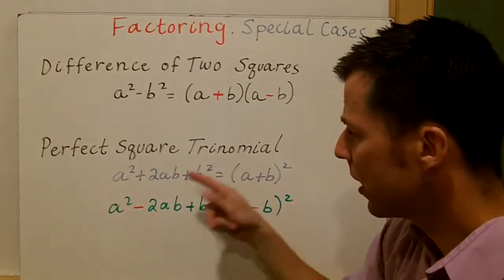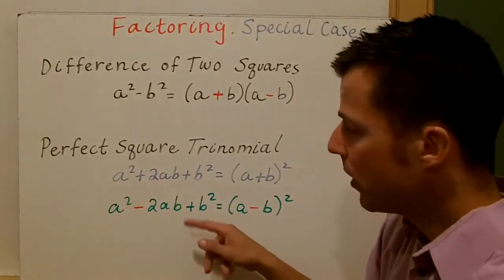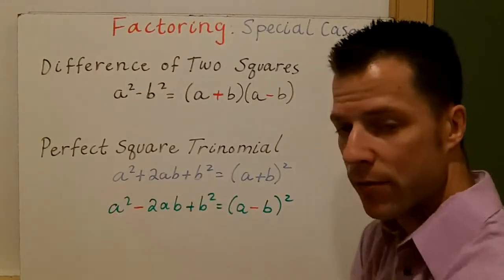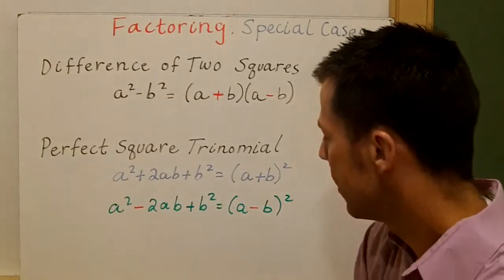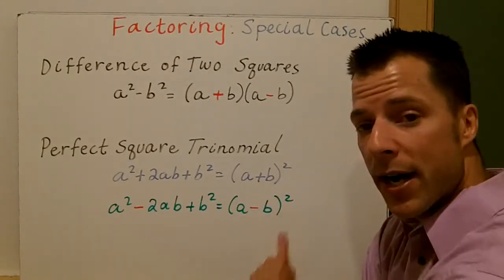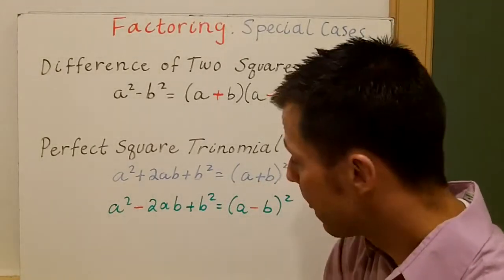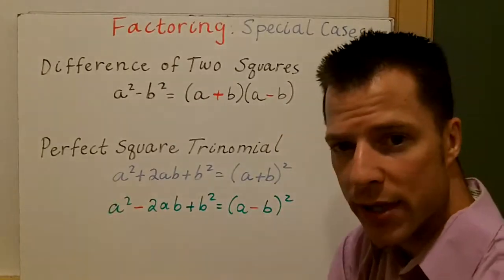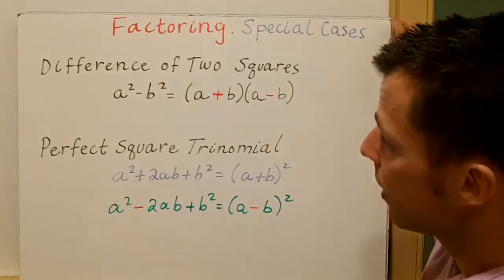With perfect square trinomials, there's three terms, and we notice that the first and last terms are both perfect squares. And we can factor them as the quantity a plus b squared or the quantity a minus b squared. So these are a little bit more tricky to see, but through example it should be okay.